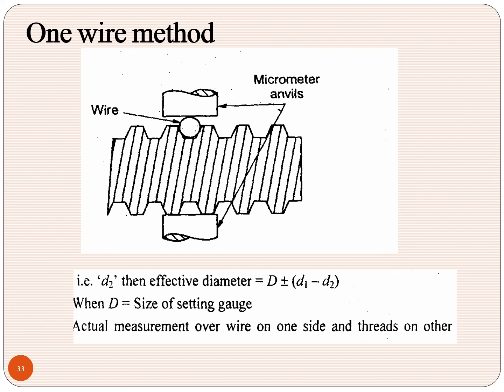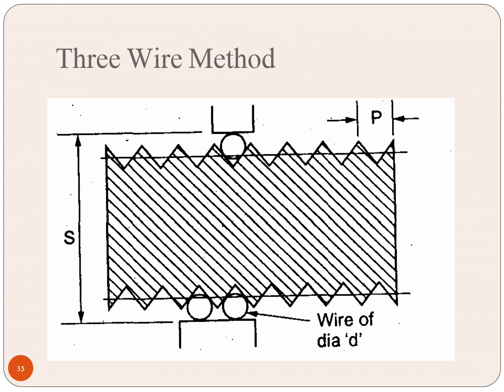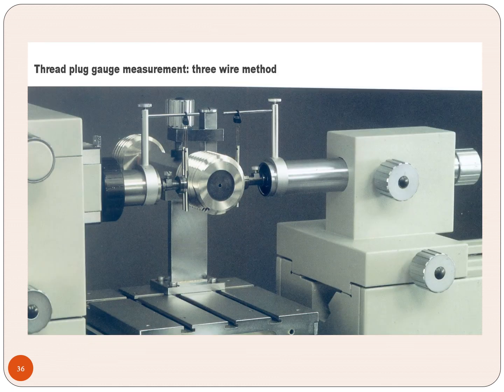That is the one wire method. Here we put the wire over the gap, that is in the flank, and we fix the micrometer anvils. In the two wire method, we fix wires in both the upper and lower parts. In the three wire method, two wires are in the lower part and one wire in the upper part. Here we are seeing the three wire measuring of thread diameter.